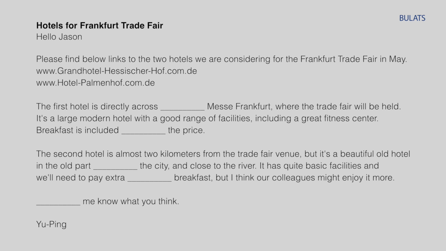This section of the test looks like this. It's a short text of about 100 to 150 words on a general workplace or workplace survival topic. It could be an email, a notice, part of a report or article, an advertisement perhaps, or a similar type of text. And there will always be 5 gaps.